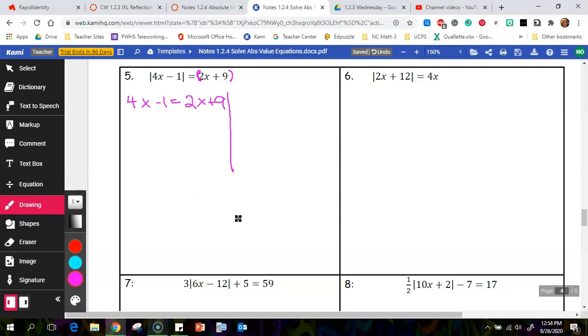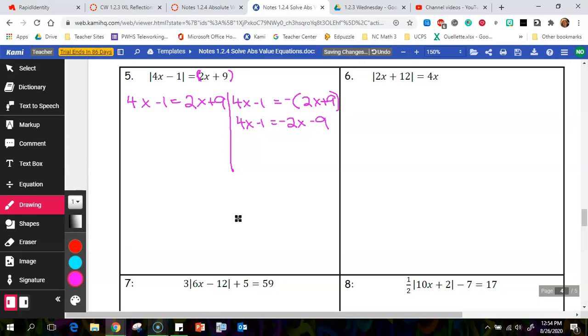Now on the other side, we're going to do the same thing on the left. 4x minus 1 equals, we need to do the opposite of this whole thing. So when we do that, we've got to distribute that negative into there. So that's going to be -2x minus 9. So both of those things become the opposite.